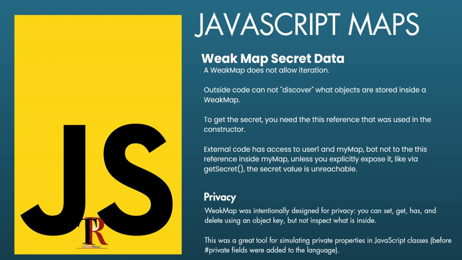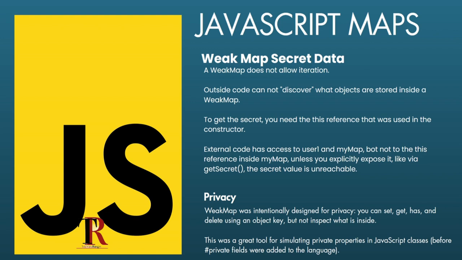Moving away from that, I want to talk about privacy in this lesson. WeakMap was intentionally designed for privacy. If you look at that constructor example, inside it we have a get method and a set method, which were the methods by which the data inside that constructor was hidden. The fact that we can access it outside in that example does not mean that external code can access it. So it was intentionally designed for privacy.